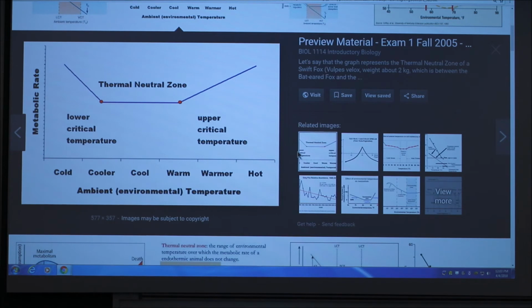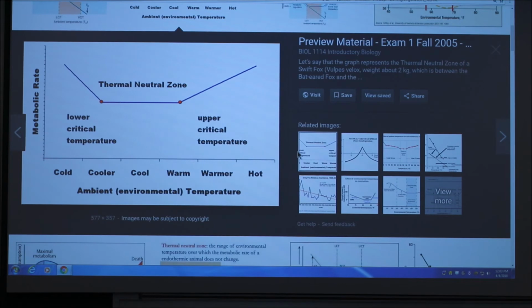Thermal neutral zone, sometimes abbreviated TNZ. And in humans, they tend to call it the comfort zone. And it's maybe not even straight, but notice in the middle there's a straight zone. And on the left, it says lower critical temperature. That's where it starts to go up, on that one red dot. And then on the right, it says upper critical zone. Between there is the thermal neutral zone, okay?